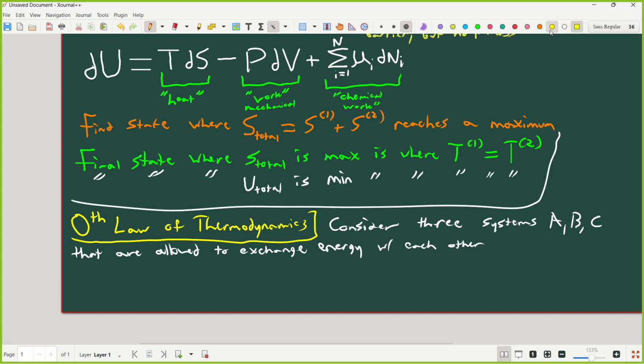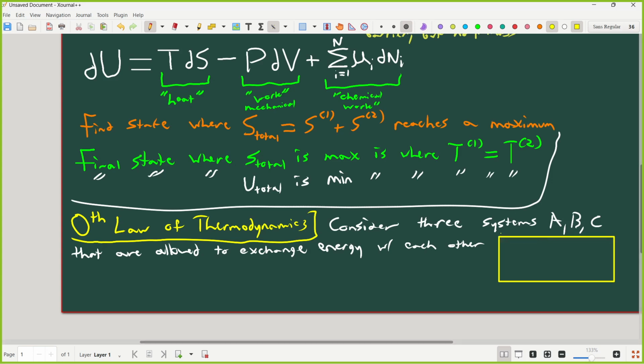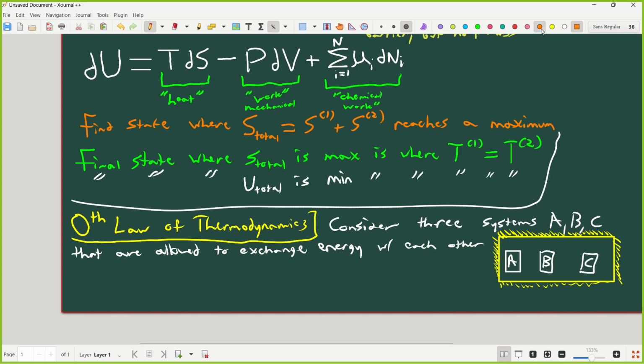All right, maybe I can draw it for you. We can draw what that little box looks like. So you've got this big box that's closed, and in it are three little boxes. A, B, and C, they've got different components. It doesn't matter what the variables are. They're just three different boxes. So we have box A, box B, and box C. And they're allowed to exchange energy with each other. So I'm going to have them exchange energy, heat, if you will, through little squiggly lines. So this is heat. Energy. However you want to think about it.